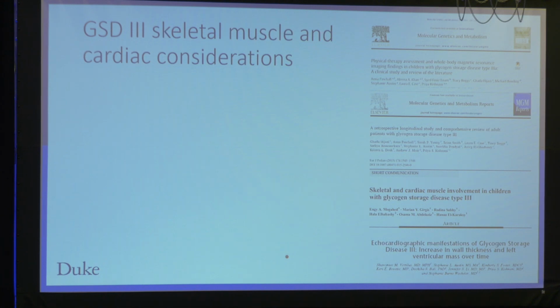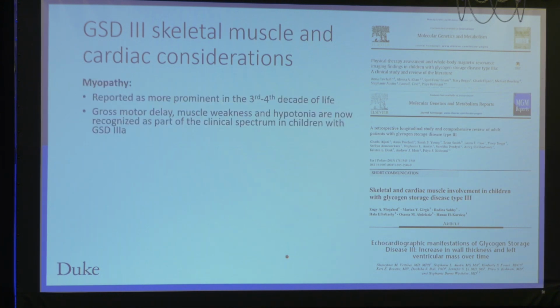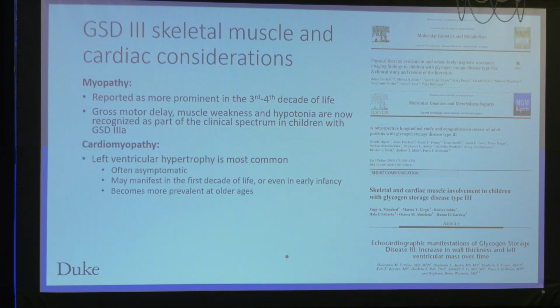Now comes the skeletal muscle and the heart considerations. So very often, the muscle disease for someone with GSD3A, and I'm guilty of it too because that's how we've published on it in the past, we've always said it's more prominent in the 3rd or the 4th decade of life. That is, yes, true. But are we missing something going on in children because we focus so much on the liver features of the disease and management of hypoglycemia, etc.?